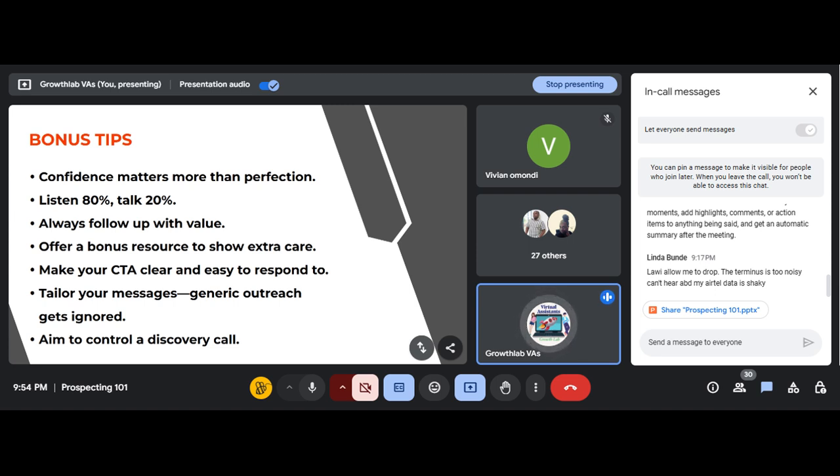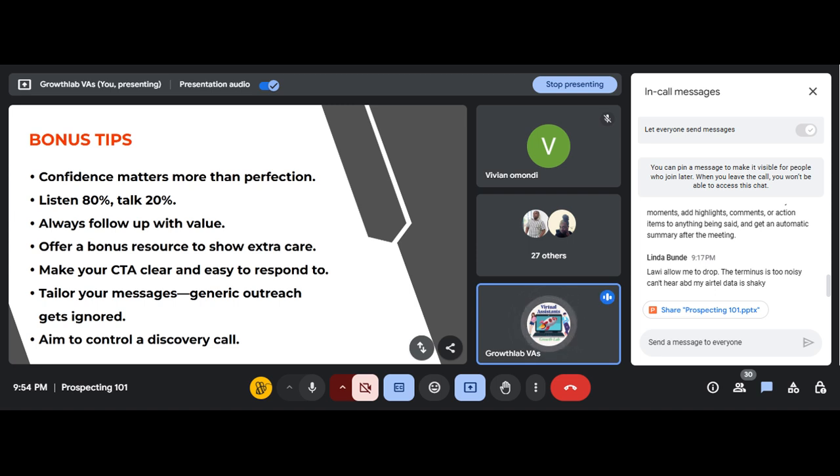Then you can offer resources to show that you care. You can offer checklists, you can offer a free strategy call, just offer a bonus resource. Then your CTA should be clear and easy to respond to. Don't be vague in your CTA.